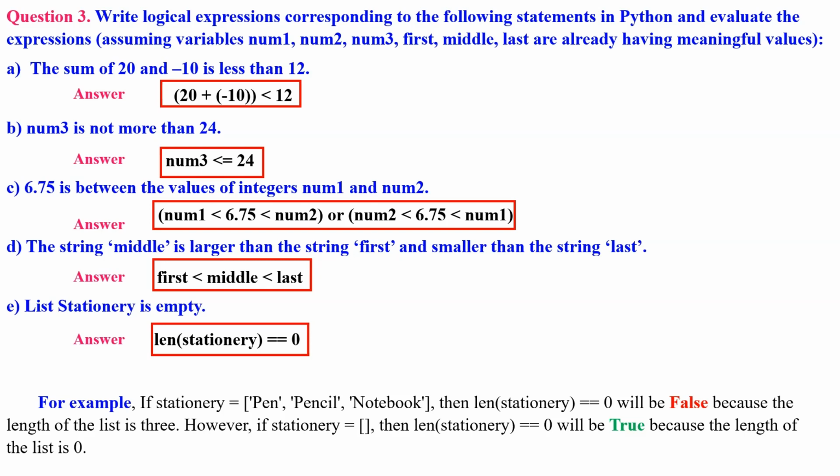For example, if stationery equals pen, pencil, notebook, then len of stationery equals 0 will be false because the length of the list is 3. However, if stationery equals empty list, then len of stationery equals 0 will be true because the length of the list is 0.